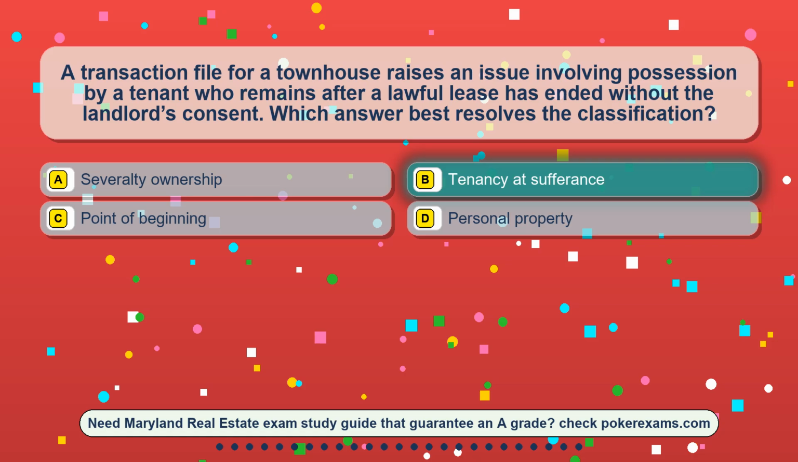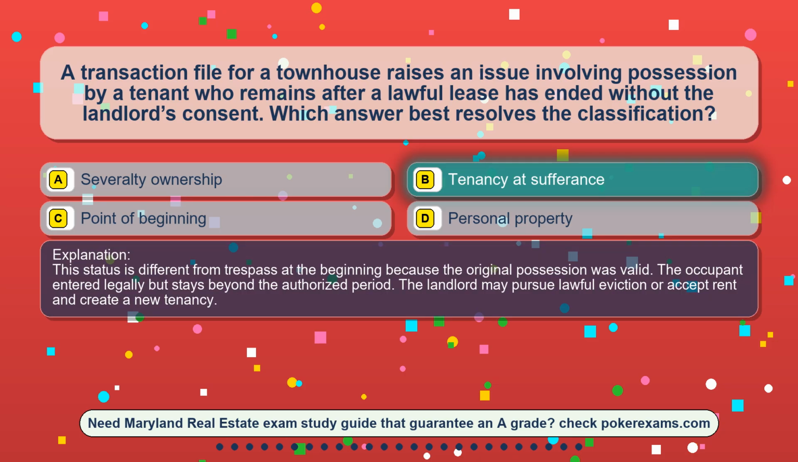The correct answer is option B, tenancy at sufferance. This status is different from trespass at the beginning because the original possession was valid. The occupant entered legally but stays beyond the authorized period. The landlord may pursue lawful eviction or accept rent and create a new tenancy.